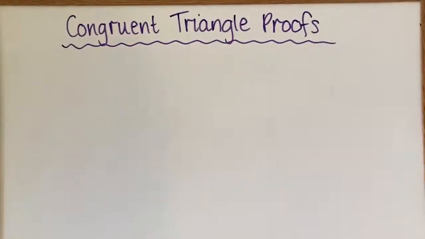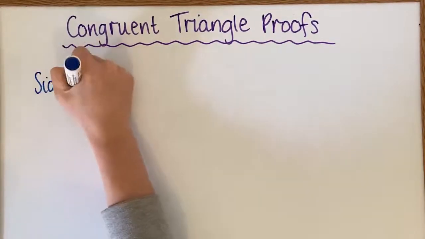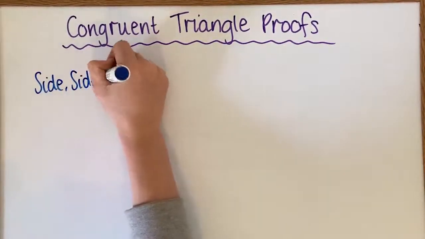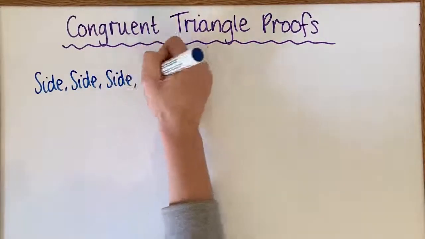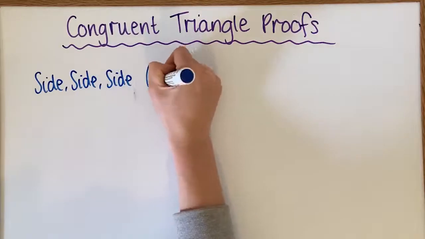Okay, so there are 4 different proofs or tests that we use to determine whether triangles are congruent or not. The first one is called side, side, side, and it's abbreviated to, thank goodness, SSS.